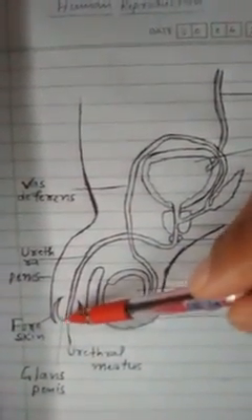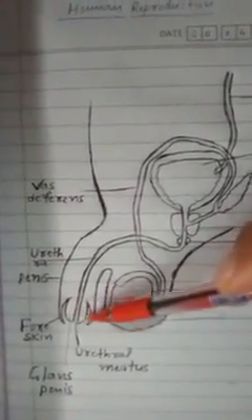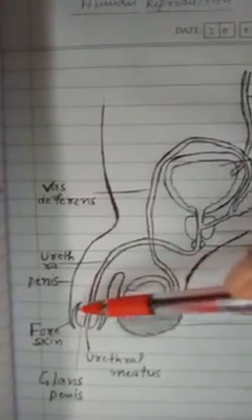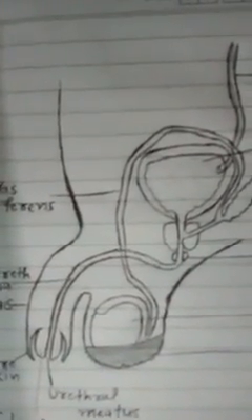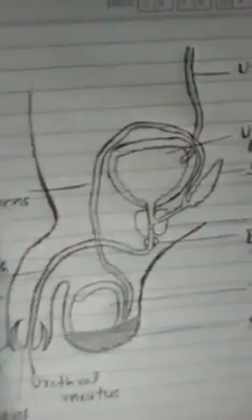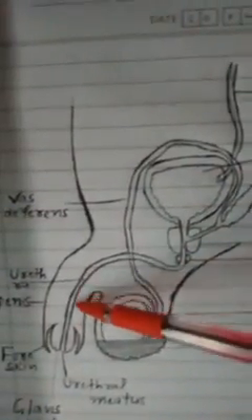The terminal part of the penis is called glans penis. This penis does two works. One, at the time of urine excretion, it will help in the urine excretion.